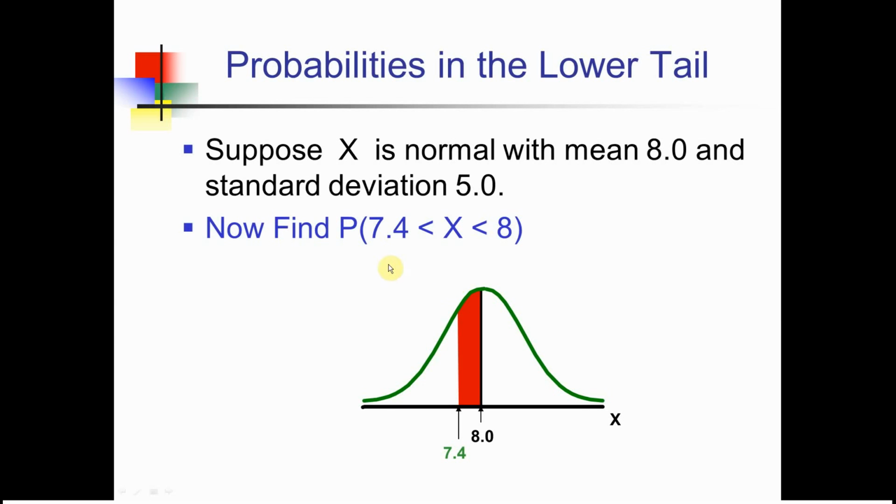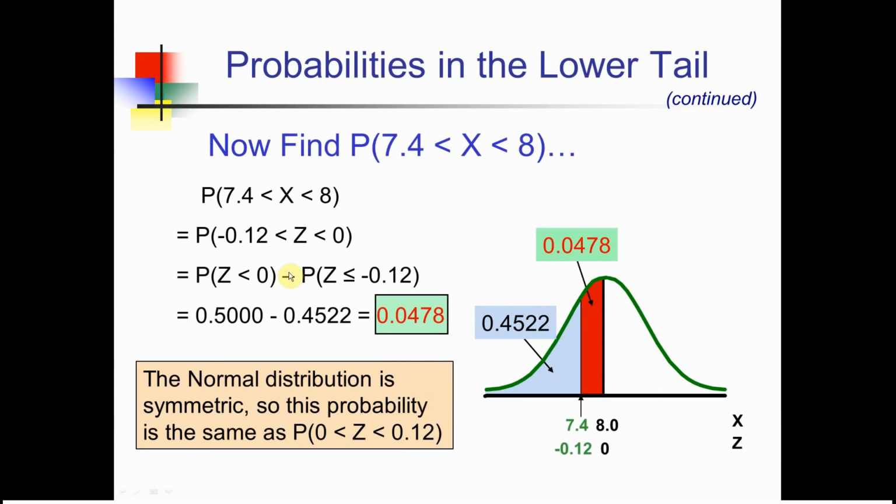Does it make any difference whether I'm in the upper part or the lower part? No, same exact procedure. So let's just say we want to look at where x is between 8 and 7.4. So instead of the upper part and the lower part, you do the same exact process. Once again, convert that to a z-score.